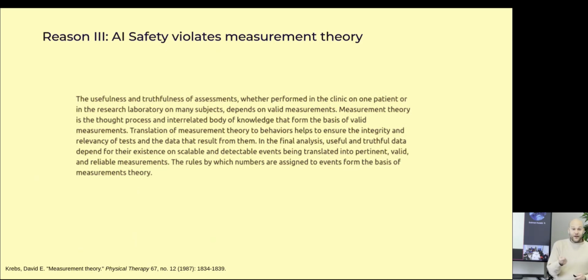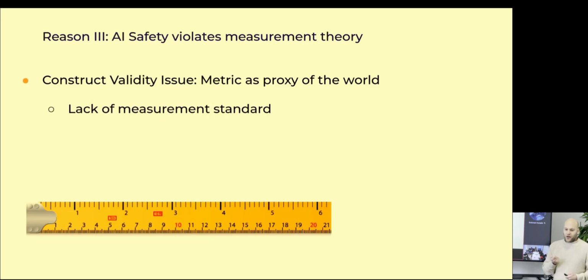Now, why does AI safety violate measurement theory? First of all, we have the construct validity issue that most benchmarks suffer with. What is construct validity? We measure something which we assume is a proxy of a real-world phenomenon. If we measure jailbreaks with a benchmark, we assume that actually hackers are going to use other jailbreak prompts with the same frequency and have the same qualitative characteristics as the ones we are using. But that does not hold in the real world.